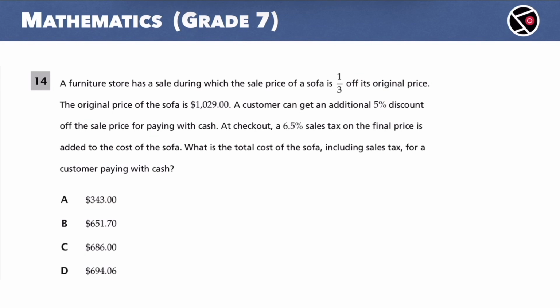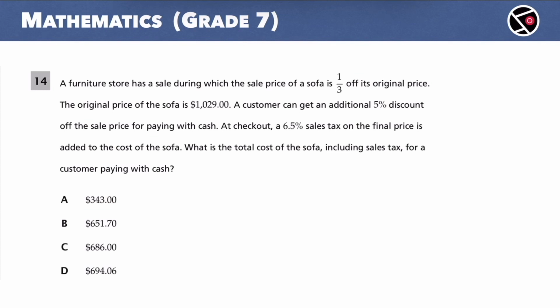Problem number 14. A furniture store has a sale during which the sale price of a sofa is 1/3 of its original price. The original price of the sofa is $1029. A customer can get an additional 5% discount off the sale price for paying with cash. At checkout, a 6.5% sales tax on the final price is added to the cost of the sofa. What is the total cost of the sofa, including sales tax, for a customer paying with cash?